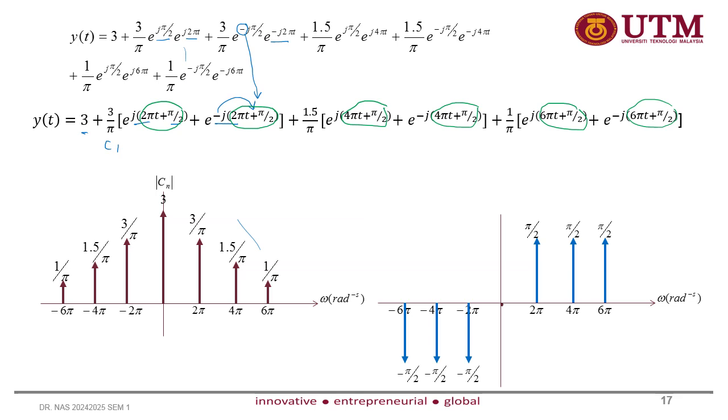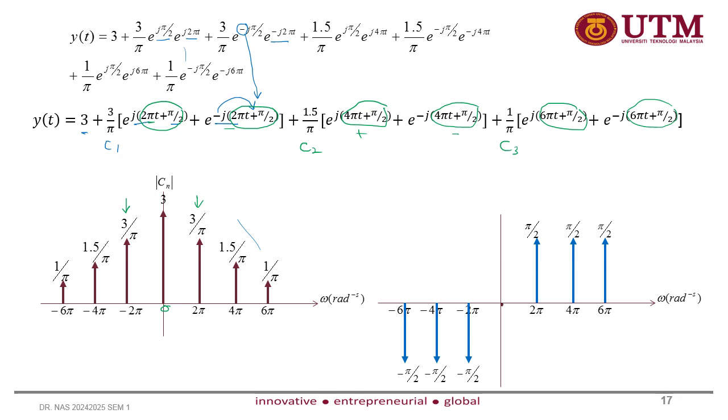Okay, so the same goes for when n equals 2 and 3, this is for C2 and this is for C3, both positive and negative frequencies. Lastly, you can plot this amplitude spectrum and phase spectrum. The first one is C0, the amplitude is 3. C1 at a frequency of 2 pi, the magnitude is 3 over pi. At positive frequency and at negative frequency, the same magnitude. The same goes for the second one and the third one.